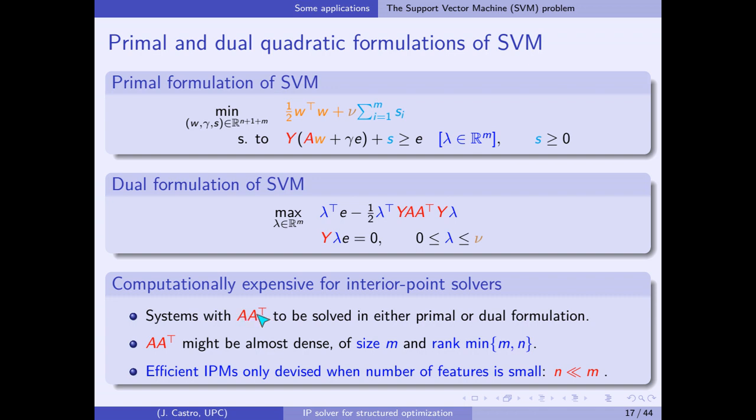The dimension of A transpose is the number of points of the data set. Some data sets may have millions of points. So A transpose may be a matrix of dimension 1 million. So it's difficult to solve.